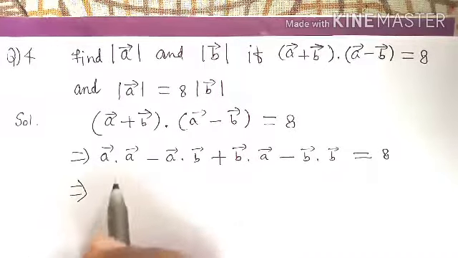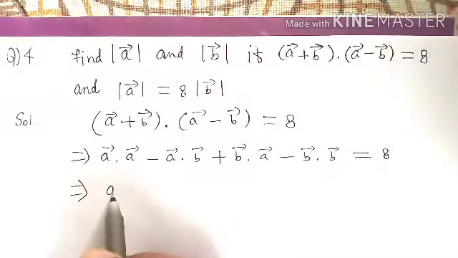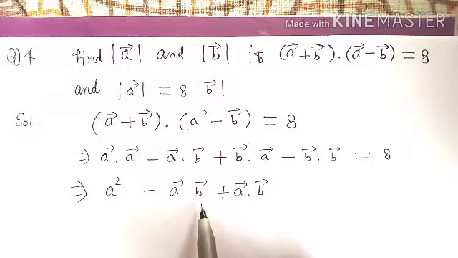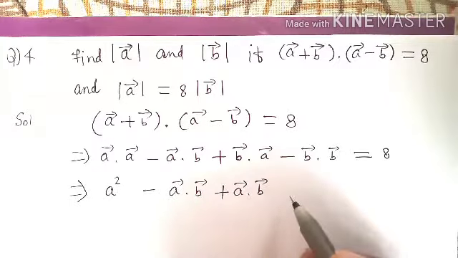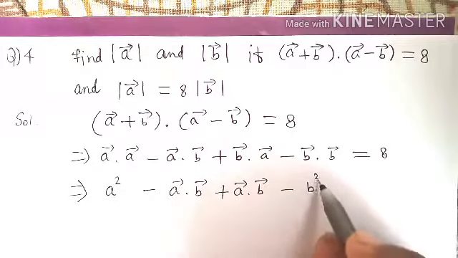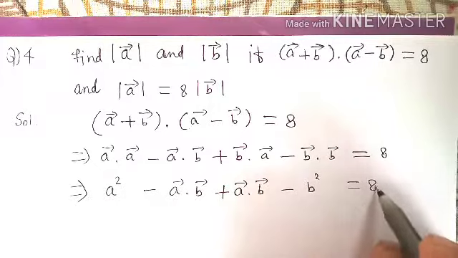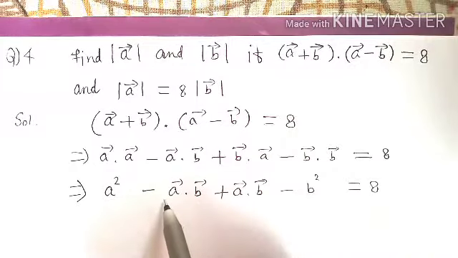A dot A is A square, minus vector A dot vector B plus vector A dot vector B. We know the dot product is commutative, so this one can be written as vector A dot vector B, minus B square is equal to 8. Now these two are the same, so they cancel.